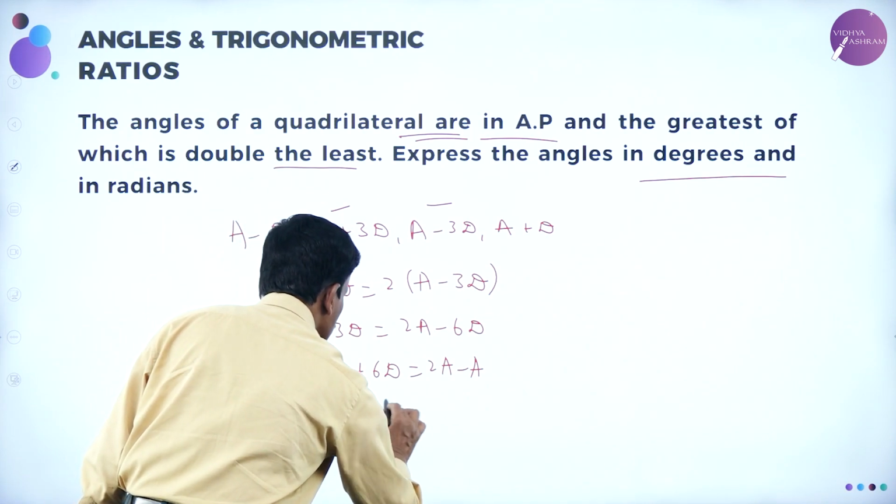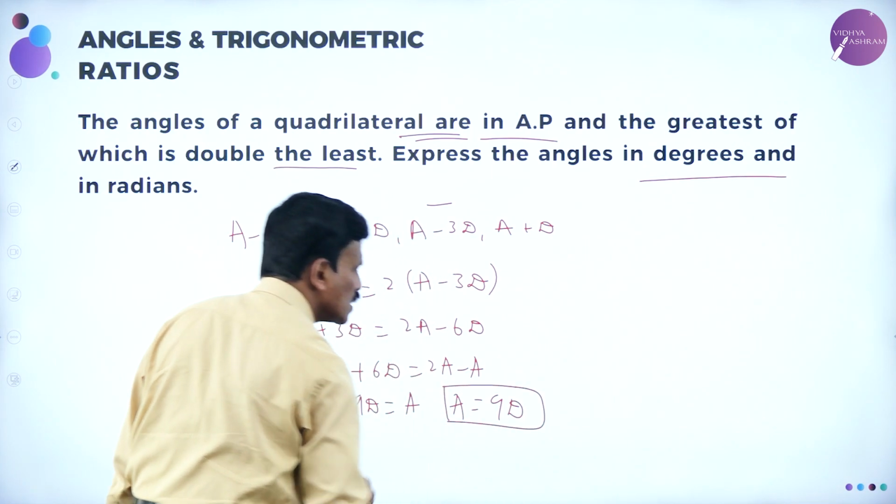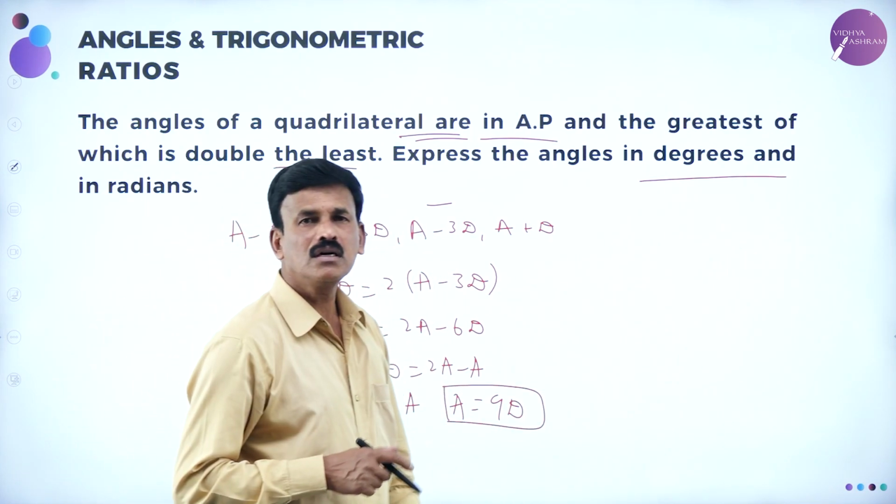9D is equal to A. So here A is equal to 9D, first case. A is equal to 9 times D. Okay. Now listen to me here.